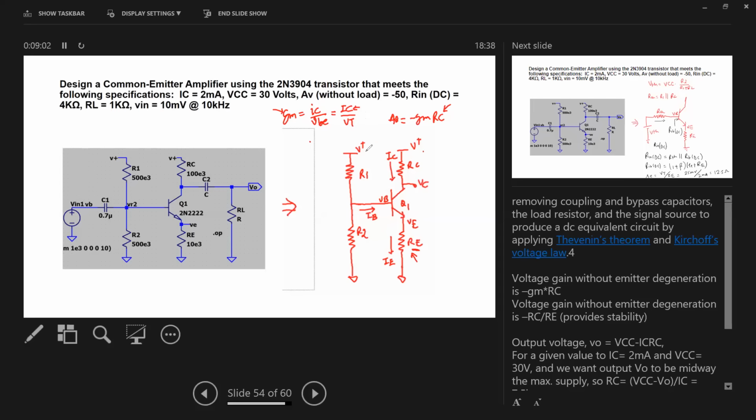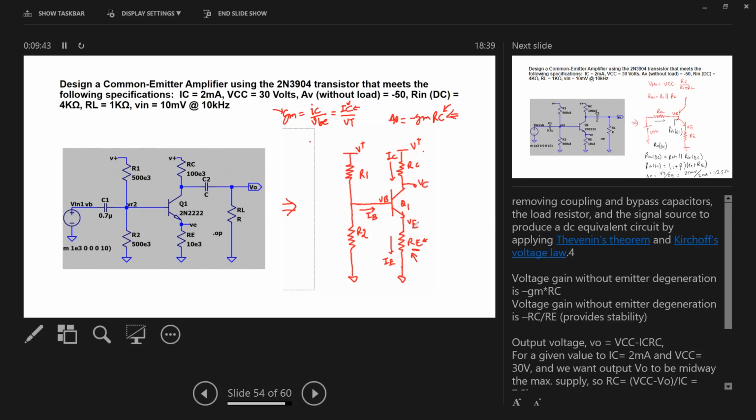But the problem with the common emitter circuit without this emitter resistor RE, for which the gain is minus GM times RC, is that the GM is prone to variations in the DC biasing and the temperature and other second order effects. For example, if your DC value of IC changes, you have the GM change, and if you have a temperature change, then transistor parameters change and the GM changes. Therefore, the RE is added to the circuit, where the circuit is then called common emitter with emitter degeneration.